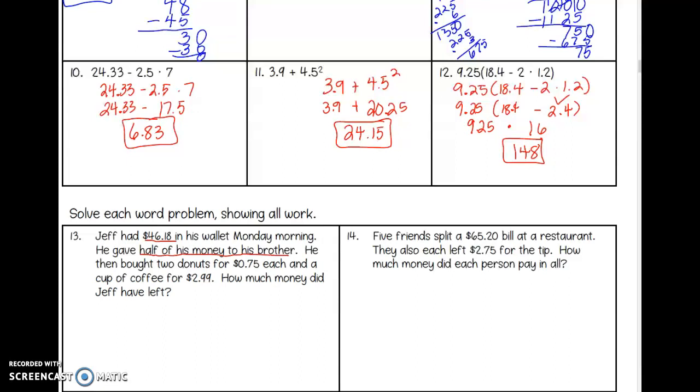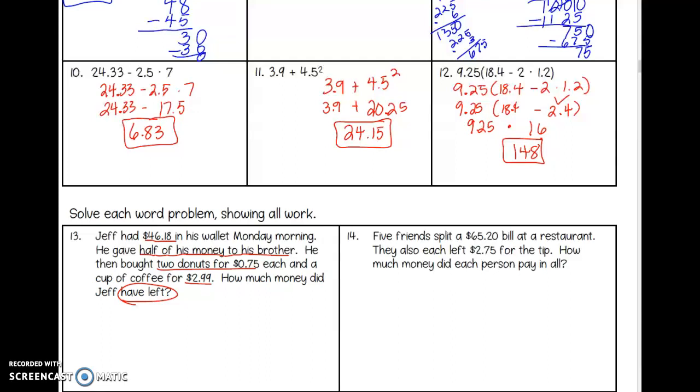And then he bought 2 donuts for 75 cents each. And that cup of coffee, so it was just 1 cup for $2.99. And then I have to figure out how much money he has left. So I'm definitely going to have to do more than one thing here. What's the first thing I have to do? Write down 46.18.